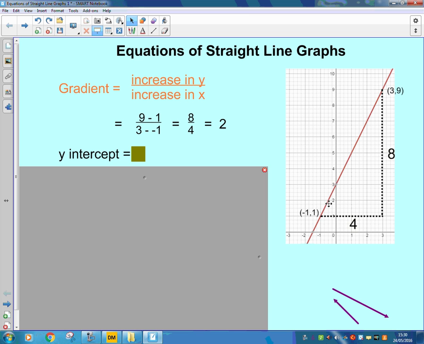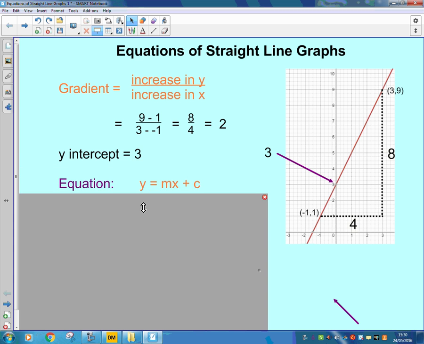Y-intercept. Well, the y-intercept is where it cuts the y-axis here, and that is equal to 3. So y-intercept is 3. And so if we were using y equals mx plus c as our equation, we would say that y is equal to 2x plus 3. Gradient 2 is m, and the y-intercept c is 3.